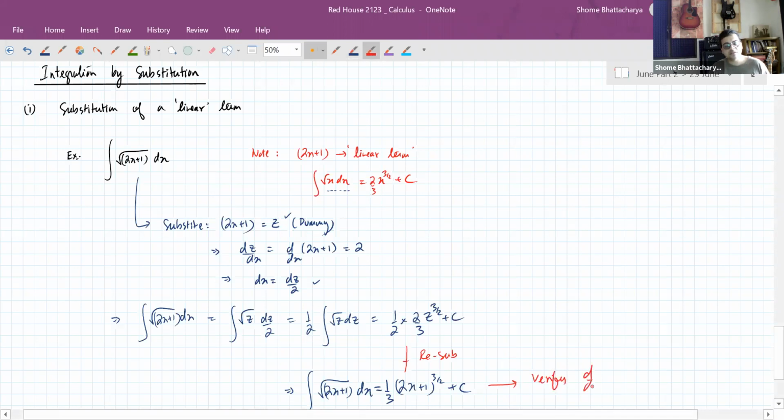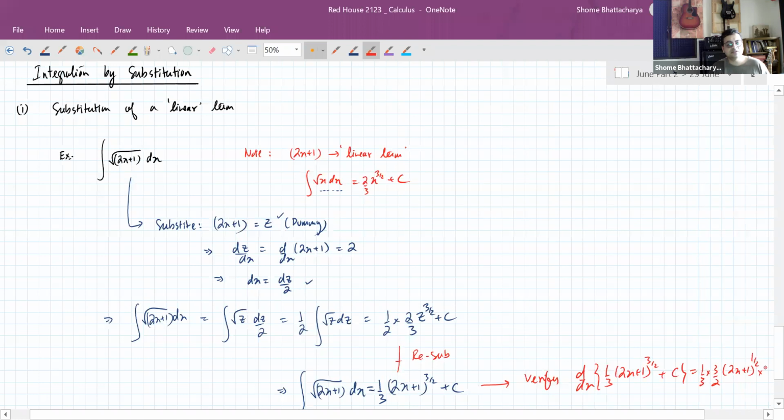And when you're done with the note, you can also verify this, that if you differentiate this term, by now you've done enough practice of chain rule. So you can do this verification directly like this. It's 1 by 3 into 3 by 2 into (2x plus 1) to the power half into differentiation of 2x plus 1, which is 2. So that will give you square root of 2x plus 1, which is correct. So this is the whole process actually. With this example we've understood it.